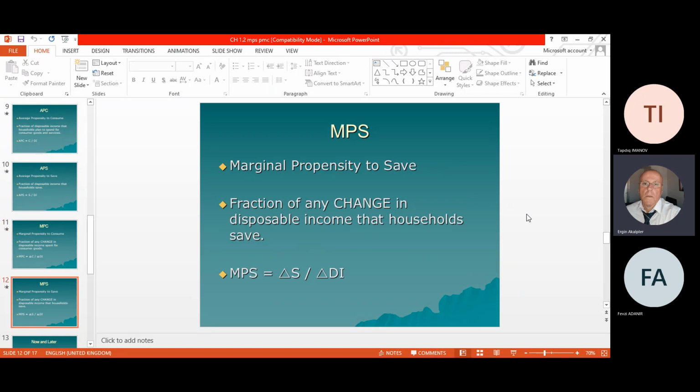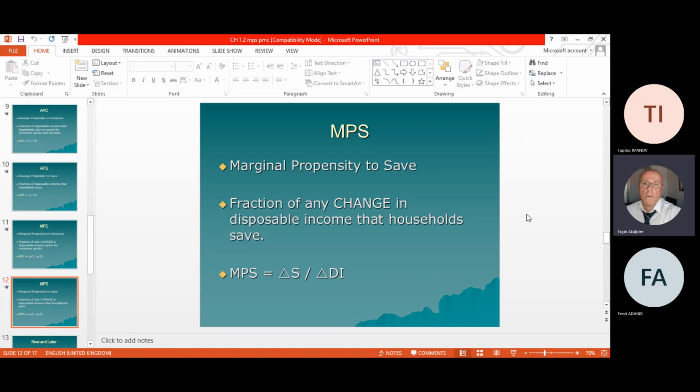And the marginal propensity to save is the other component of this equation: the marginal propensity to save plus the marginal propensity to consume is 1. The marginal propensity to save is the fraction of any change in disposable income that households save, which means the marginal propensity to save is equal to the change in saving divided by the change in disposable income.